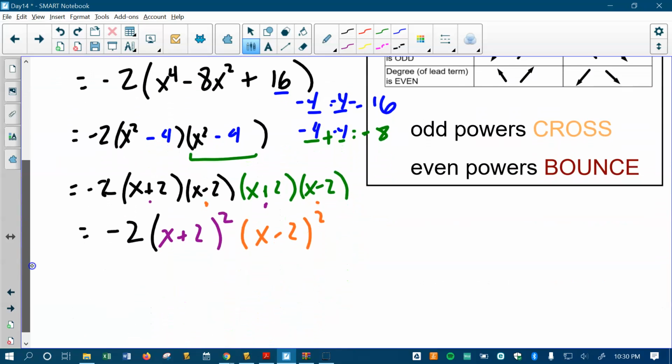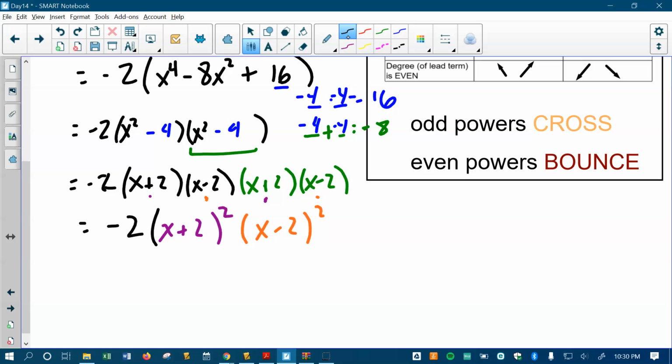So let's solve for x. Some people asked in class yesterday, what happens if I take negative 2 and I set it equal to 0? Well, it doesn't equal 0. So basically, if it's just a number in front of the parentheses and there's no variable in front of the parentheses, we ignore it. And we'll just go right down to the x plus 2 part.